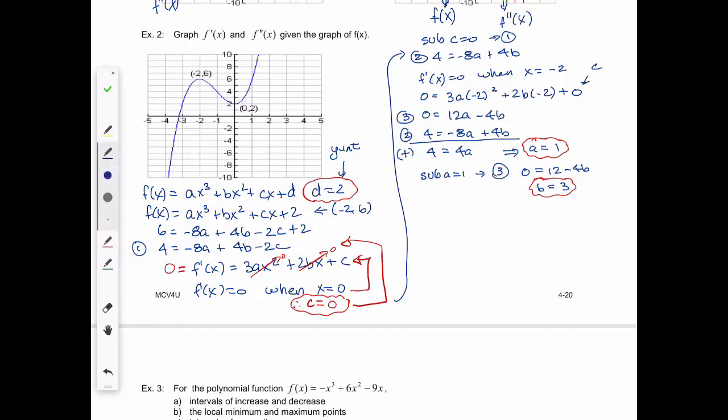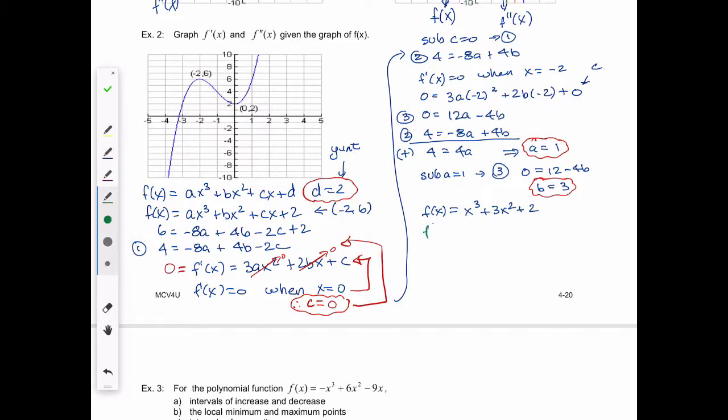We can actually write our function. So we have f of x is equal to my a value, which is 1, so it's going to be x to the exponent 3, plus my b value, which was 3, x squared, plus my c value, which is 0, which cancels out the term, plus my d value, which is 2. That's the blue function.